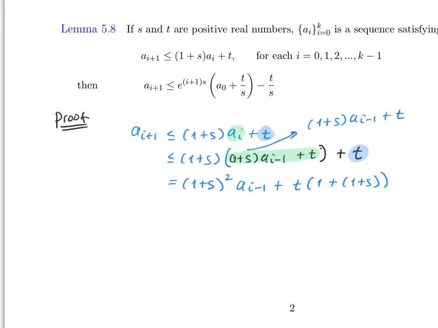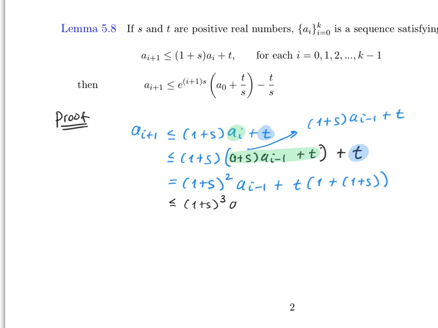If we do this one more time, we end up with the following. This should be less than or equal to (1 + s)³ a_{i-2} plus t times (1 + (1 + s) + (1 + s)²). All right, you may want to stop the video for a little bit and check that this is actually the case.